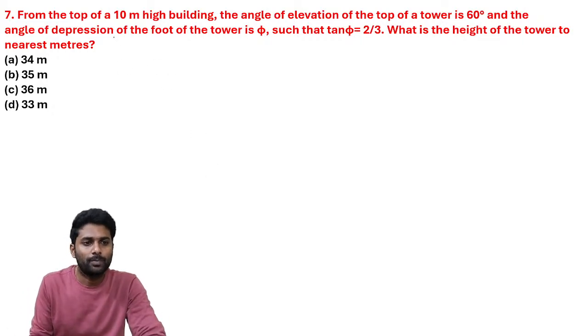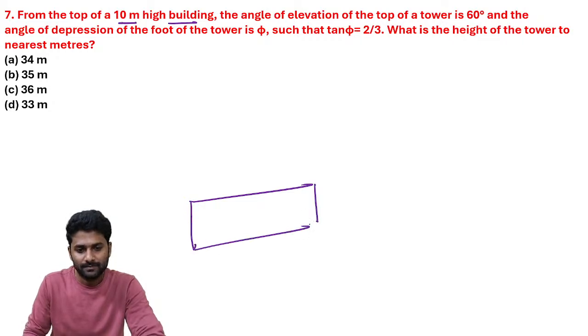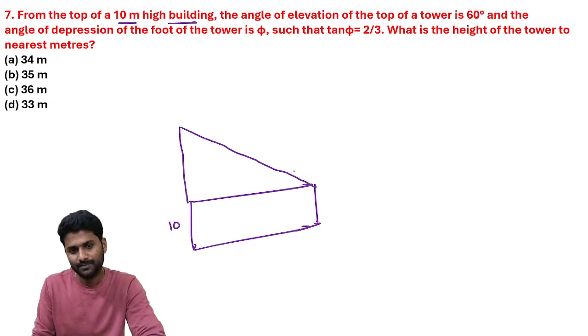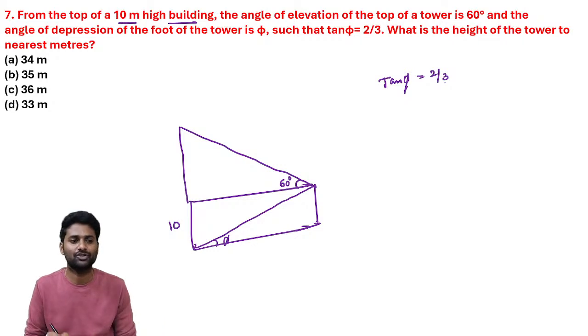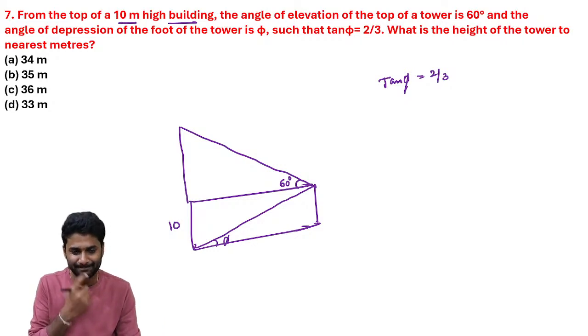Now see, from the top of a 10 meters high building, let's take the building here. From here to here, it is 10 meters. The angle of elevation of the top of the tower is 60 degrees. And the angle of depression of the foot of the tower is theta, and tan theta is given as 2 by 3. Then what is the height of the tower in nearest meters?